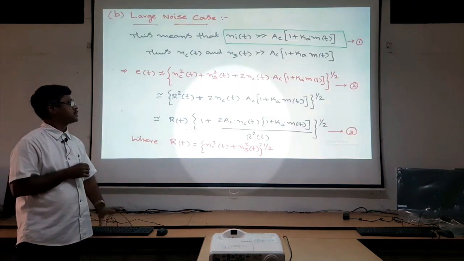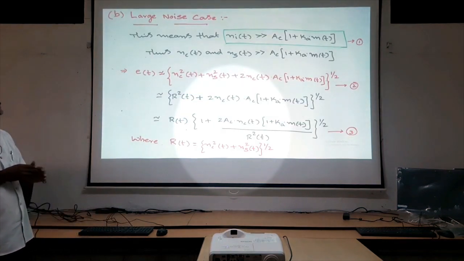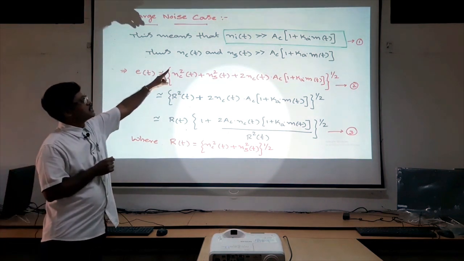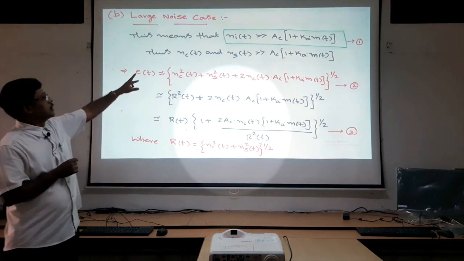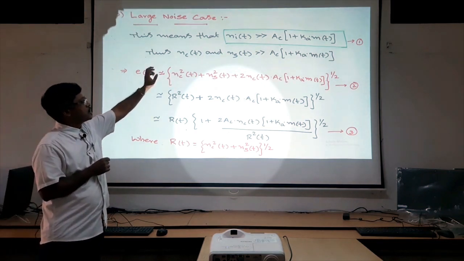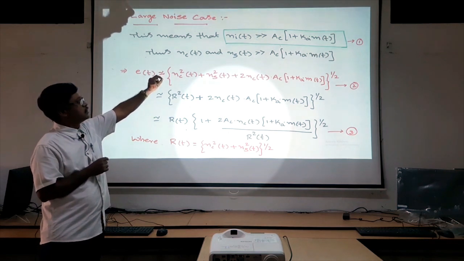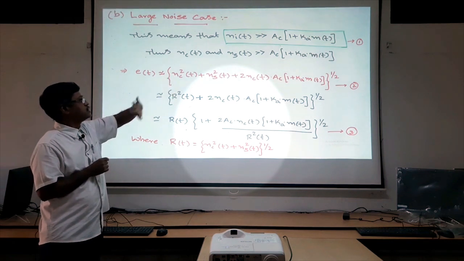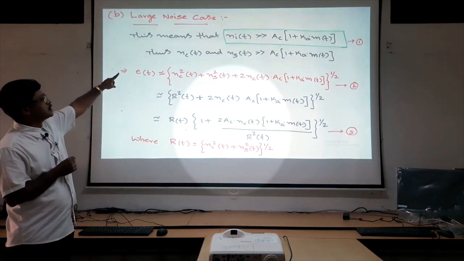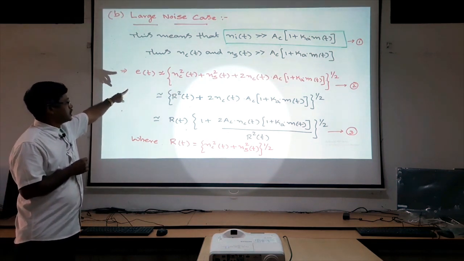On the other side, if you consider the large noise case, the case itself says the noise is very much large compared to the signal. Hence, the bandpass noise Ni of t is very much greater than the signal component, either the in-phase noise or quadrature noise component of the amplitude modulation system, with the noise much greater than the signal component. So now, by considering this approximation, I am defining the envelope.